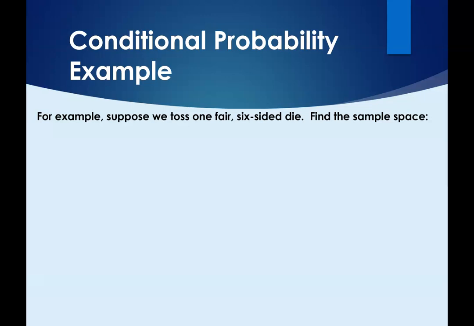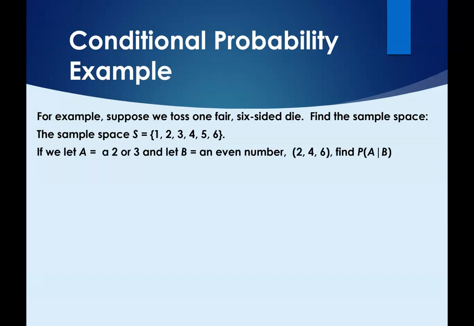For example, suppose we toss one fair 6-sided die. Find the sample space. So take a minute to write that out. We would get 1, 2, 3, 4, 5, 6, and we notate that as capital S. If we let A be the event rolling a 2 or a 3, we have 2 elements in that, and let B equal an even number in that set, 2, 4, 6, we'd have 3 elements in that. Find the probability of A given B.